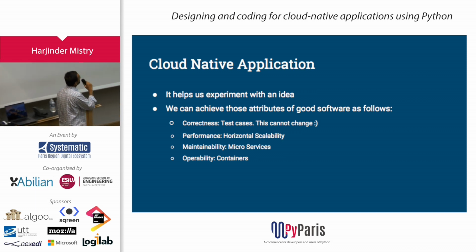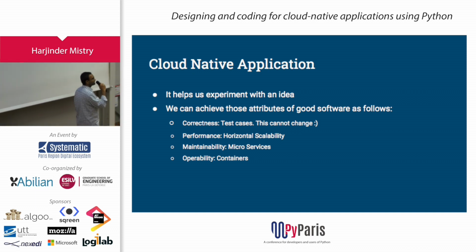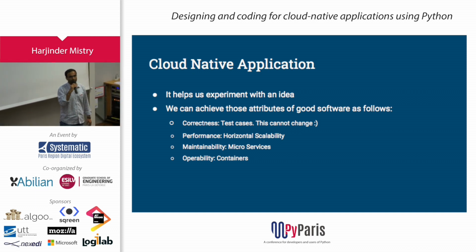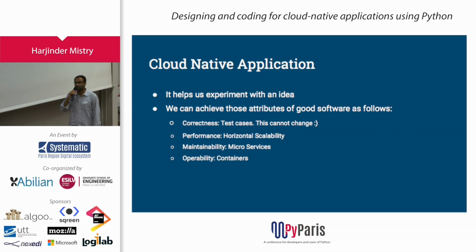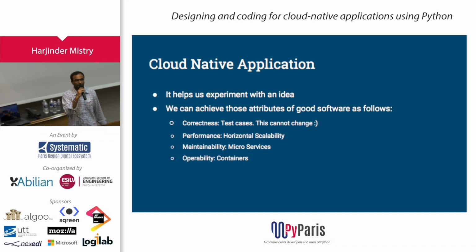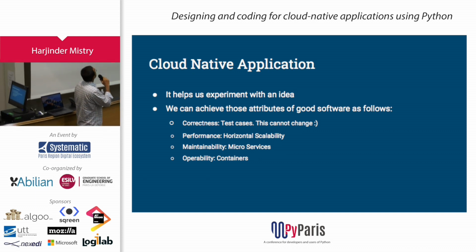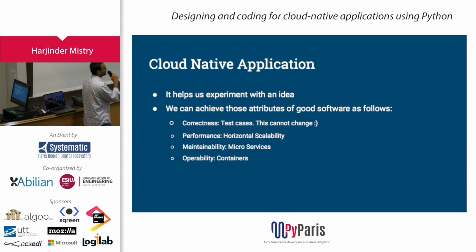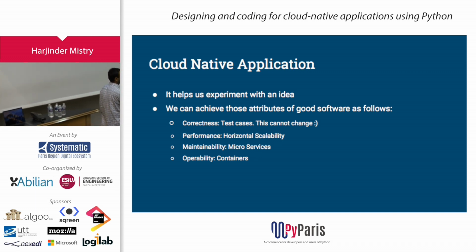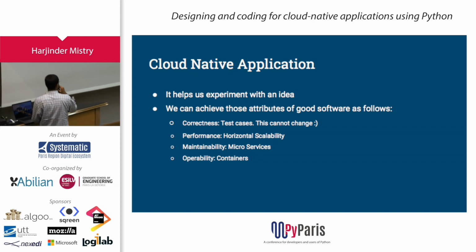Performance. I call this horizontal scalability, which was also mentioned by the previous speaker. And as we just discussed, we have 3 options: parallelization, concurrency, and stream processing. Maintainability. This is where I like microservices. And operability. That is where containers are important.